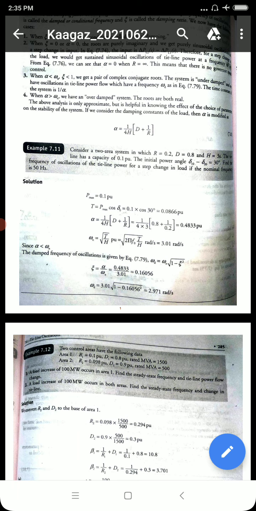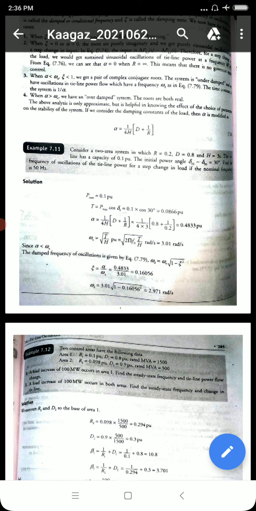Omega n is the square root of T by H, which we will get as 3.01 radians per second, that is, 2π f naught by 2H, we know, in radians per second. Since here alpha is smaller than omega n, where omega n is 3.01 and alpha is 0.483, it is underdamped. The damped frequency of oscillation is given by omega d is equal to omega n into square root of 1 minus zeta squared, where zeta is alpha by omega n. We will get 0.16056 as zeta. So omega d is 2.971 radians per second. So this is the solution for the damped frequency.